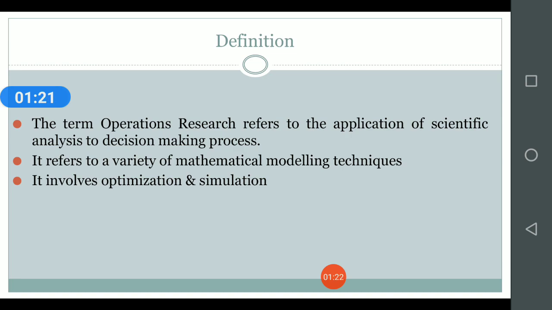It refers to a variety of mathematical modeling techniques because it is dependent on different mathematical models. And the basic purpose of operations research is optimization and simulation. We will be discussing all that in detail later.